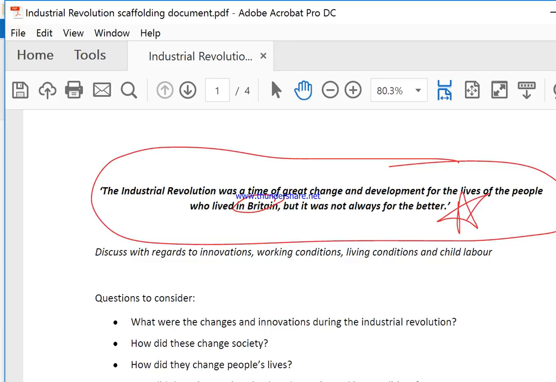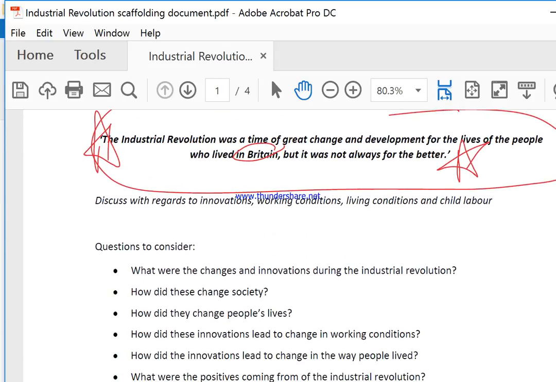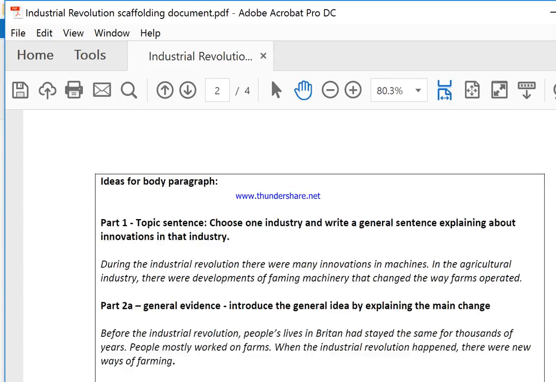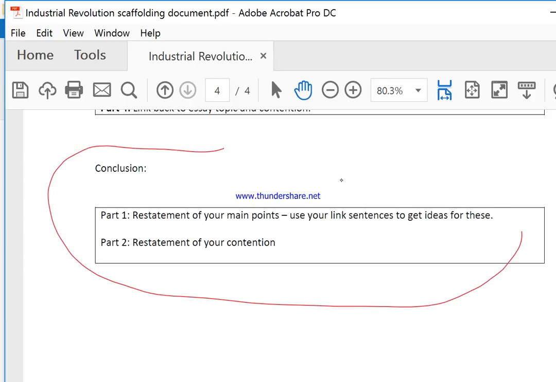So define the topic first. What was the Industrial Revolution? When and where? Give each of your main points, and then tell me your contention statement, which is restating the essay topic in your own words. So that's your introduction. If you haven't written it yet, then that would be a good thing to move on to next. And finally, the last thing you do will be your conclusion.